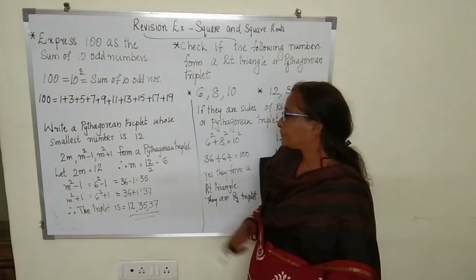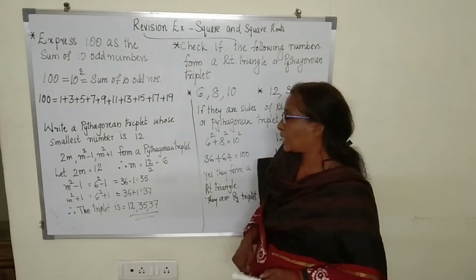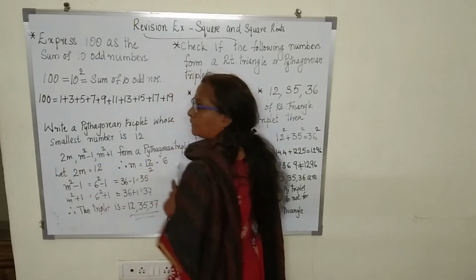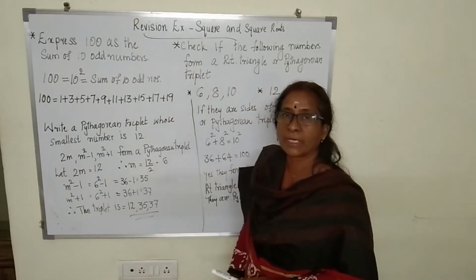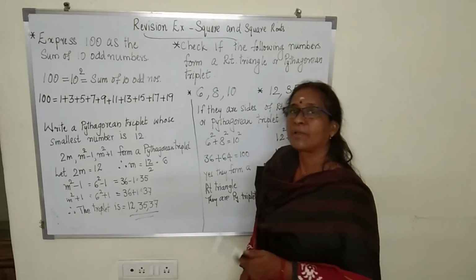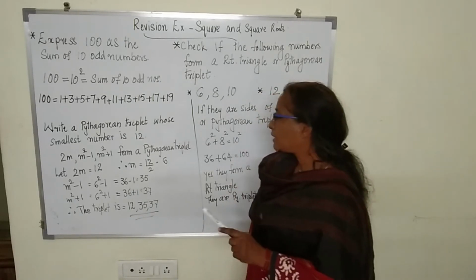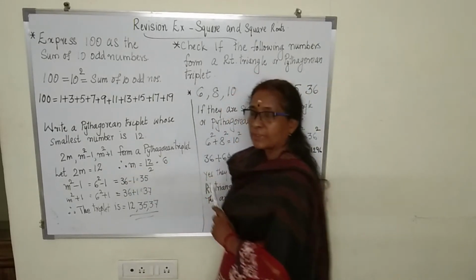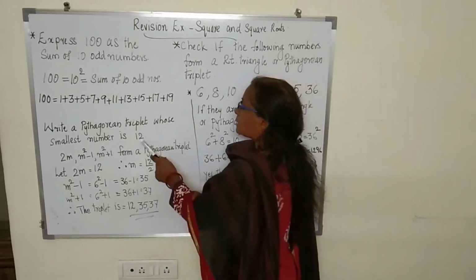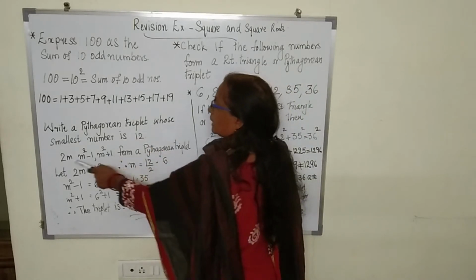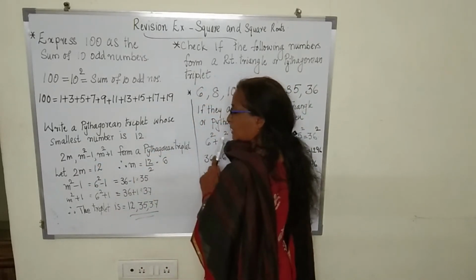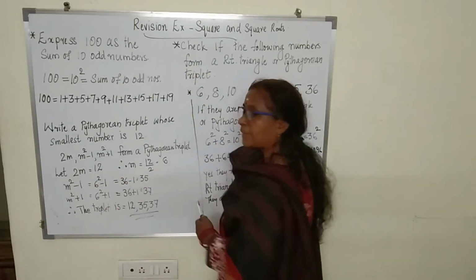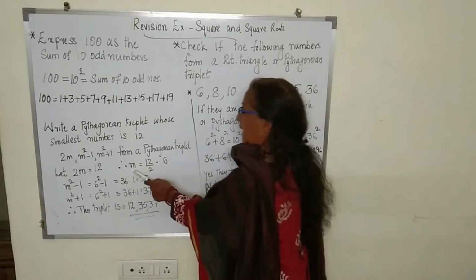Now, if the smallest number of a Pythagorean triplet is 12, you are asked to find the other 2 numbers. For that there is a condition. If 2m is the smallest number, then m square minus 1 and m square plus 1 will be the other 2 numbers. And in this, the largest one will be m square plus 1. Here, the smallest number is 2m. So, 2m is equal to 12. From that, you find the value of m.